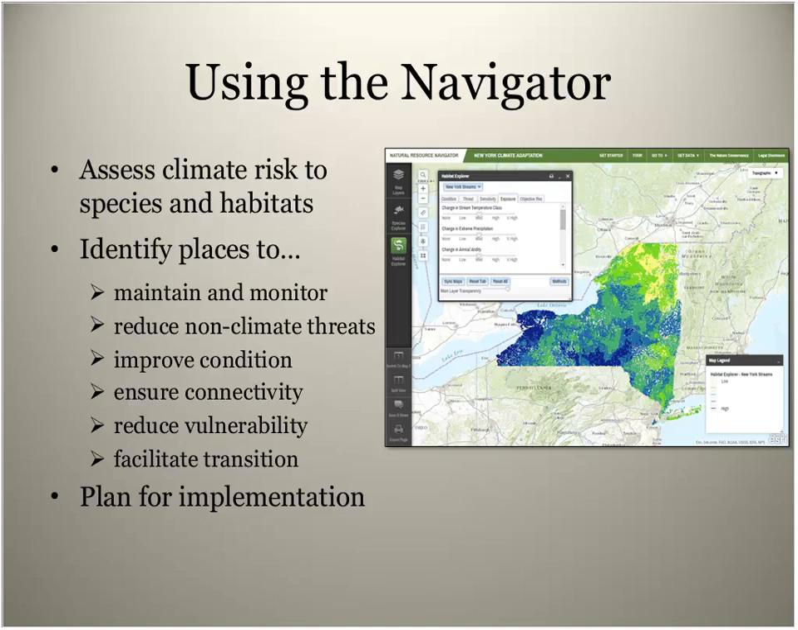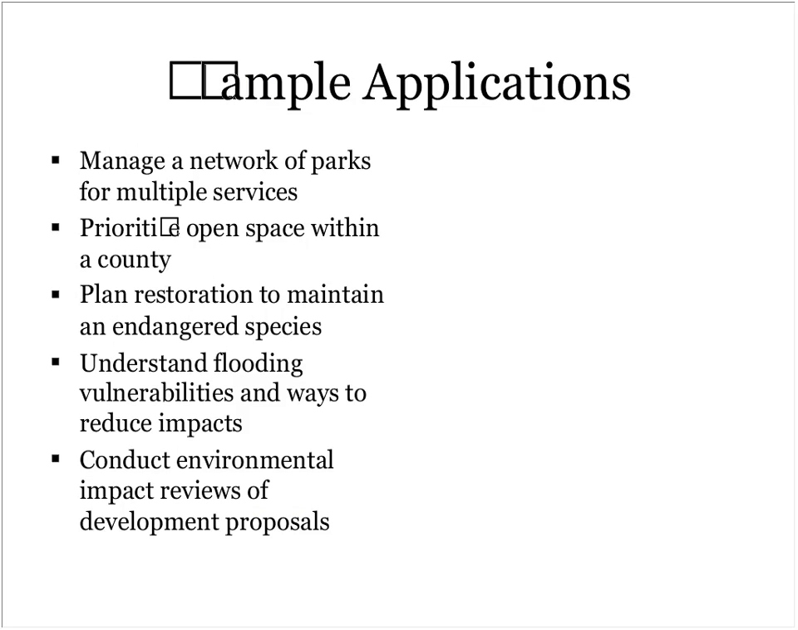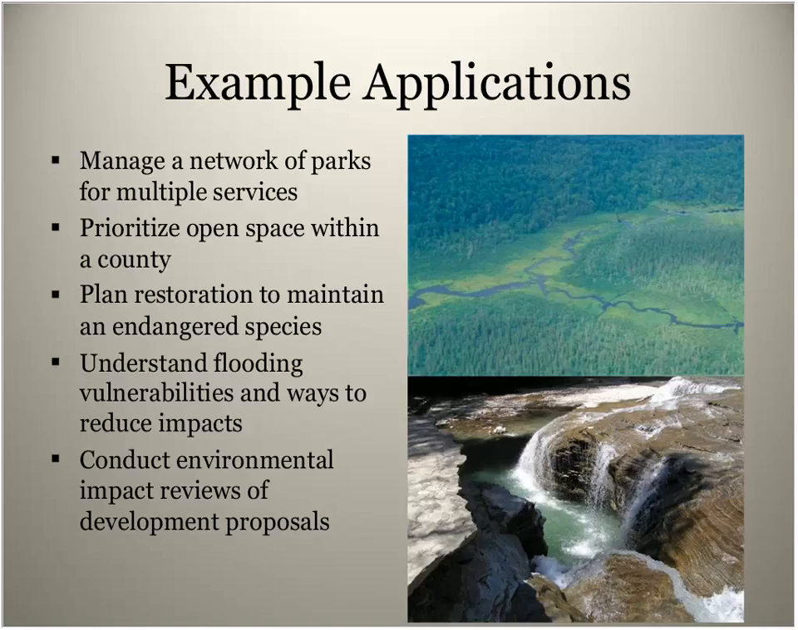The Navigator can be used to do general assessments of climate risk to those habitats or to species in the state. It can be used to identify places to implement various kinds of adaptation actions and develop detailed implementation plans. It can be applied at various scales, and we've given a couple examples of some applications that we think the Navigator would be useful for, both at the local level for specific projects and also for looking statewide at the best places to implement different kinds of adaptation strategies.